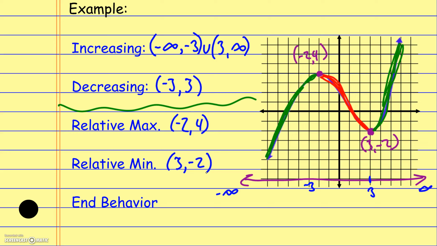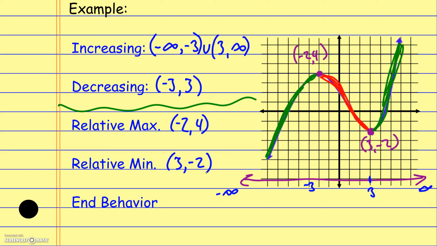And the interesting thing here is when you look at increasing, decreasing versus the relative maximum and minimum, you have to understand that increasing and decreasing is interval notation, and relative max and min are ordered pairs. And how do I tell the difference between interval notation and ordered pairs? It's really the context. If I'm talking about increasing, decreasing, I'm talking about an interval. And if I'm talking about relative max or min, I'm talking about ordered pairs.